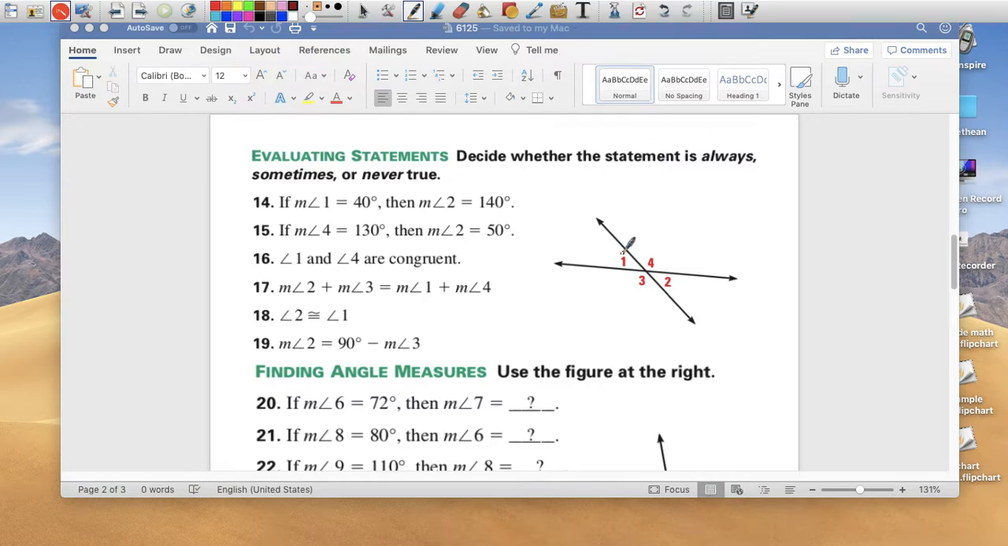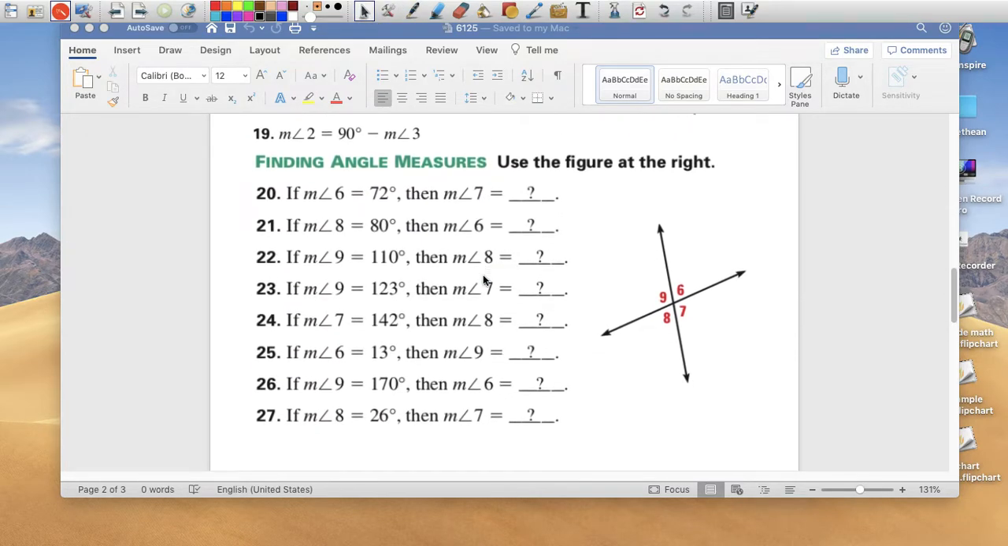Is angle 2 congruent to angle 1? Always true, because they're vertical angles. And what's the value of angle 2? Is it 90 minus angle 3? No. 180 minus angle 3 would give you angle 2, because the relationship between 2 and 3 is not complementary. They don't add up to 90. They add up to 180. Okay.